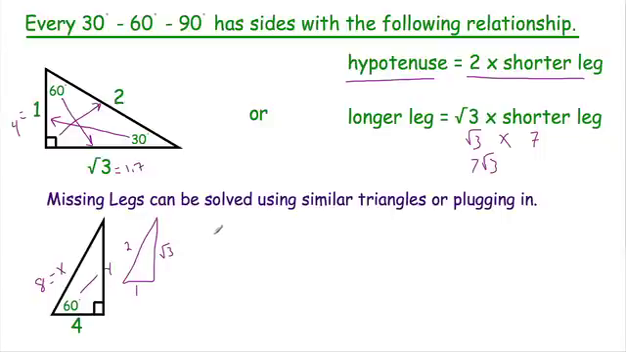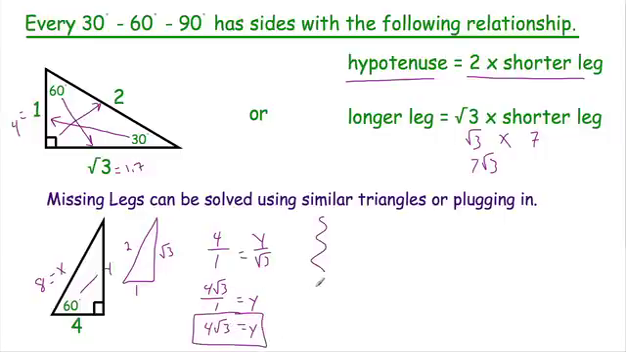So 4 over 1 is the same as y over radical 3. Bring that up. 4 radical 3 divided by 1 equals y. Divide by 1, well, you just get 4 radical 3. Okay? You could have done that with the formula. All right? The longer leg formula here. The longer leg is equal to radical 3 times the shorter leg, 4. 4 radical 3. All right?